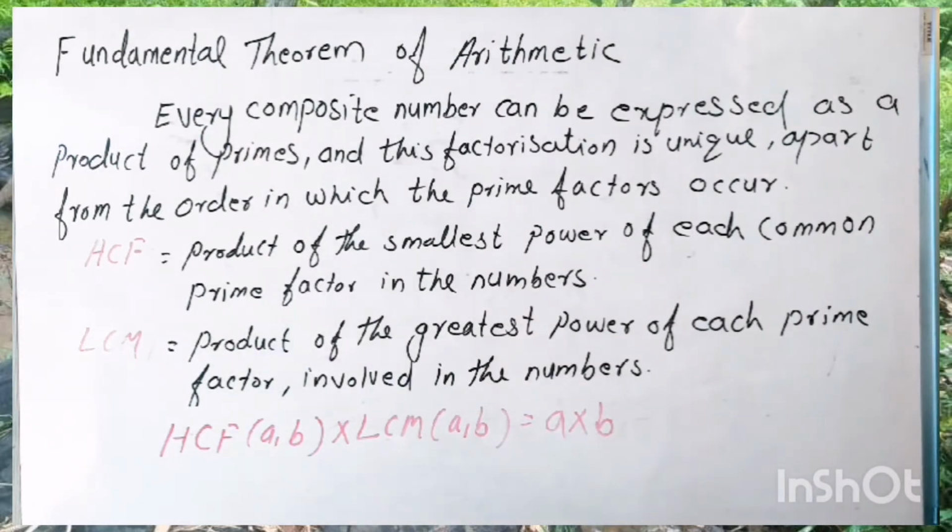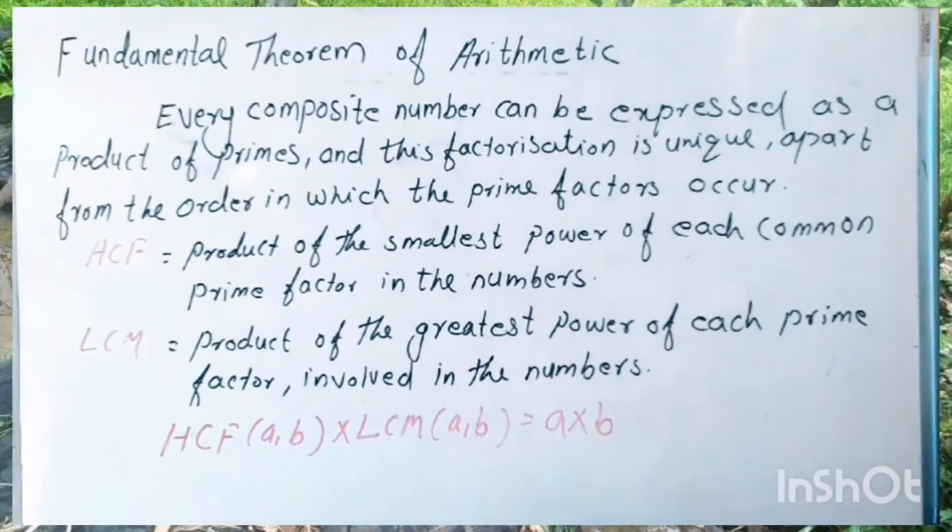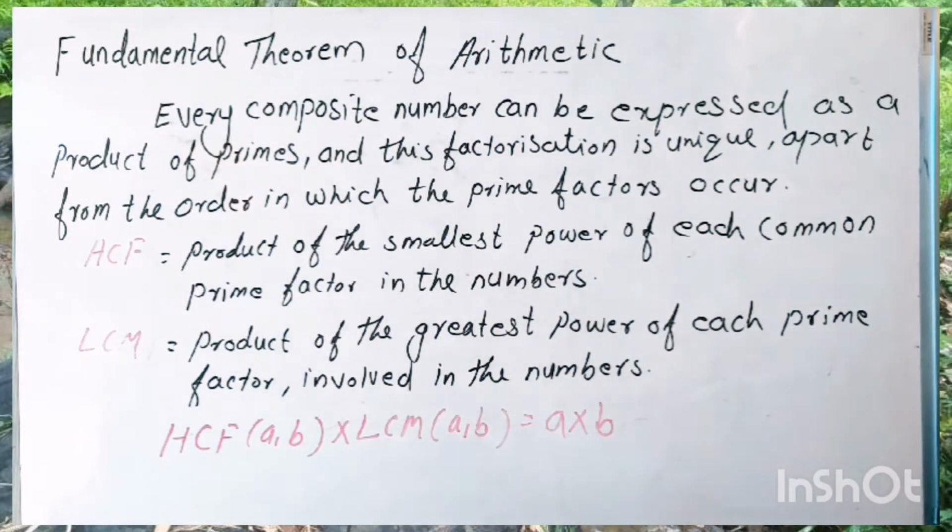Suppose you have two numbers, then first find out the prime factorization corresponding to those two numbers. After that, just take the common prime factors. The prime factors which are common in those two numbers, just write them, and the smallest power of that prime factor, write that. Then take the product, that will give HCF.